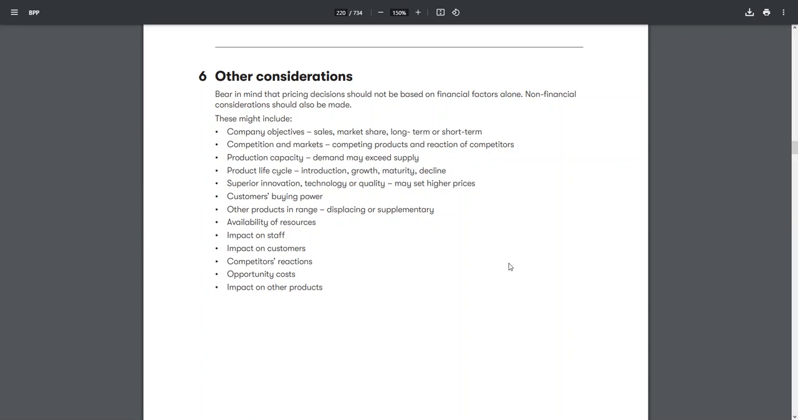Competitor's reaction: what will the competitor do? If we decrease price, what will the competitor do? They will also decrease the price. So sometimes decreasing price is not a good idea. Opportunity costs.